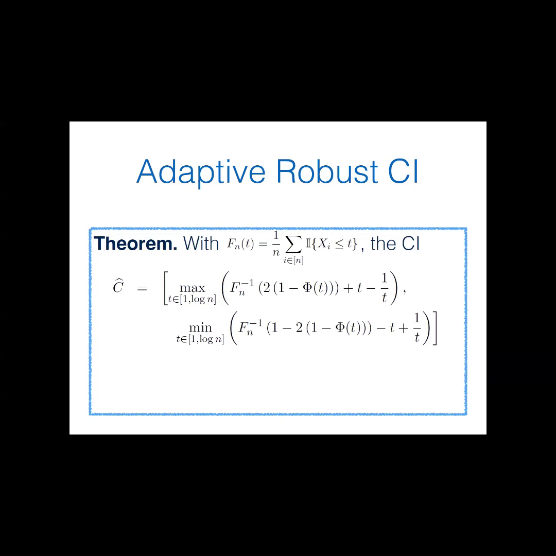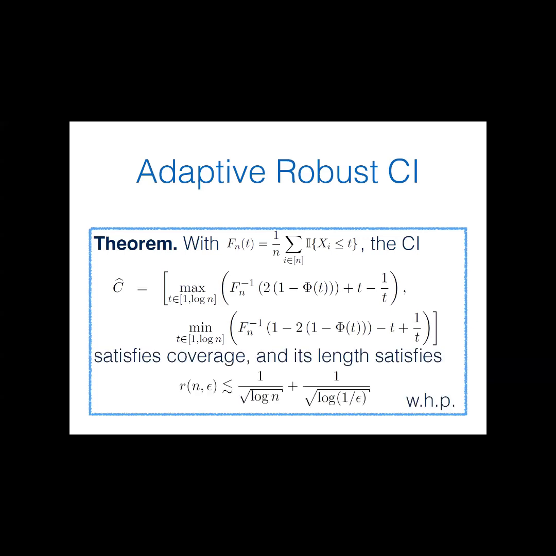So if you take a look at the formula, it does not depend on the contamination proportion epsilon. It is fully data-driven. And since the computation is based on all the statistics, the computation can be done very efficiently. You only need to sort the samples. And we show that this construction not only achieves the coverage, but its length is bounded by the previous lower bound. So this is an optimal construction.